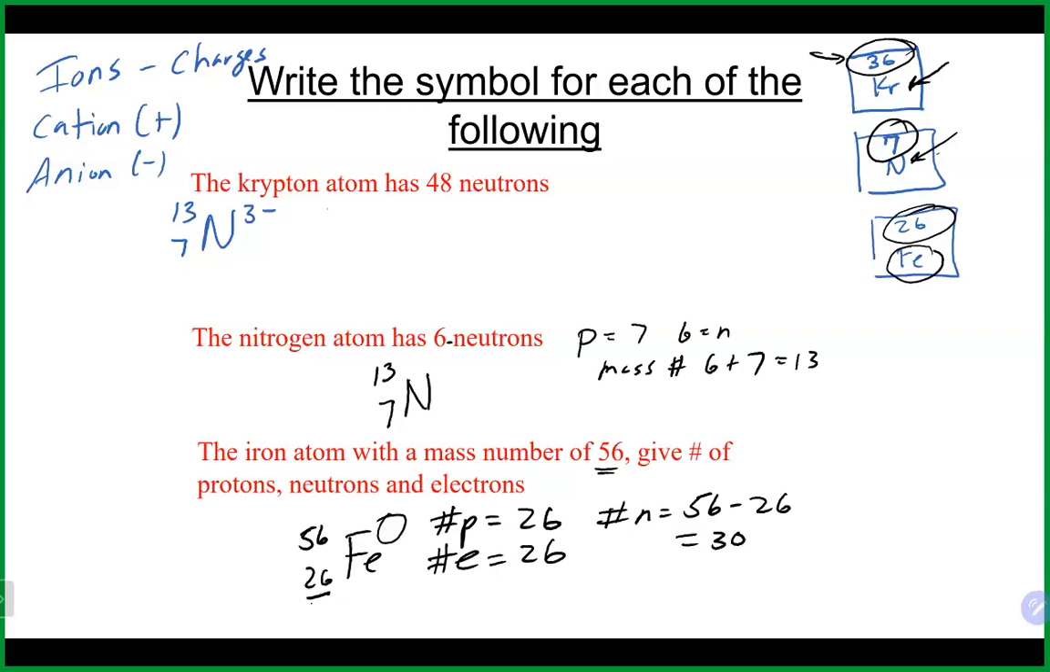the number of protons it should have. How many protons should this guy have? It is still 7, right? And that is because if I change the number of protons, it's no longer nitrogen, right? So we cannot do that.